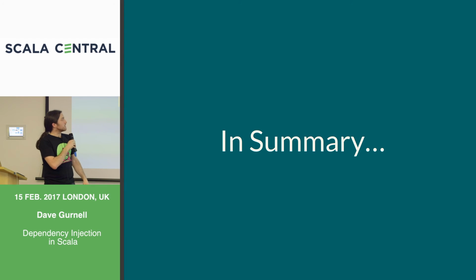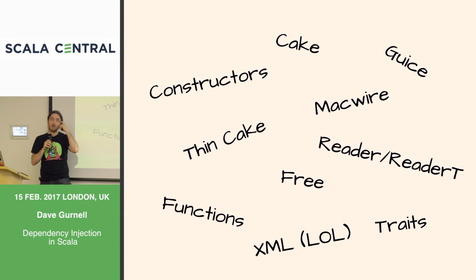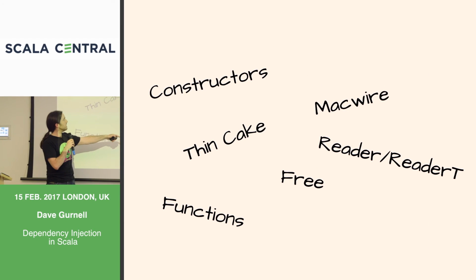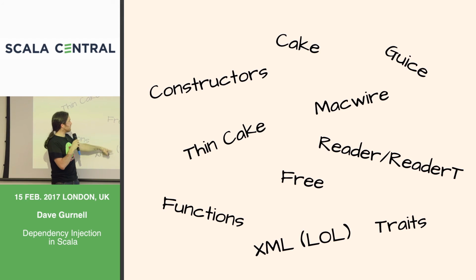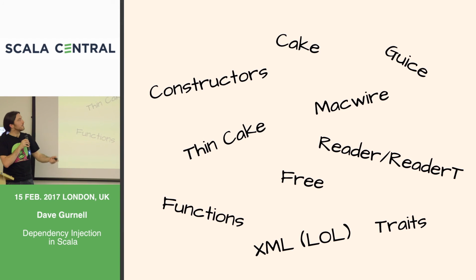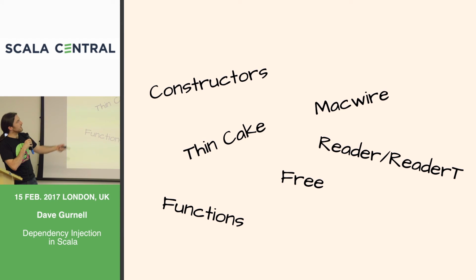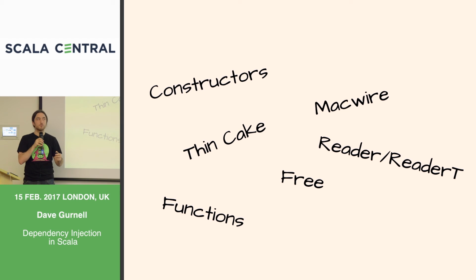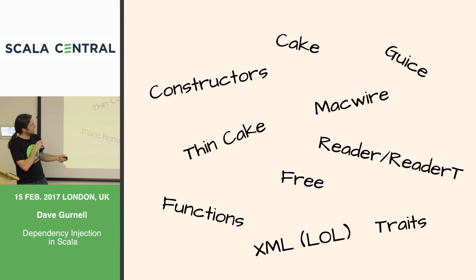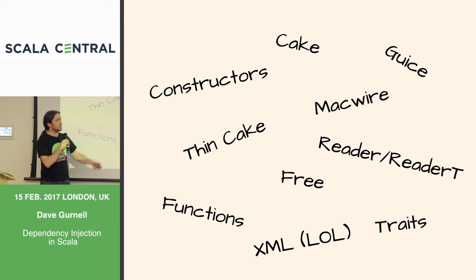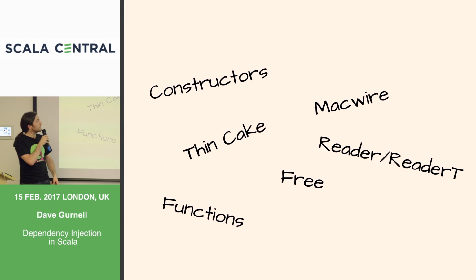So there we go, I'm done now. So in summary, we had a bunch of things at the beginning of this. I initially intended to talk about things like reader and free and all that, but we discounted a couple. Cake went because it's too complicated, Guice went because it's runtime dependency injection, and we got rid of traits because of the naming problem. Oh, and XML went as well.